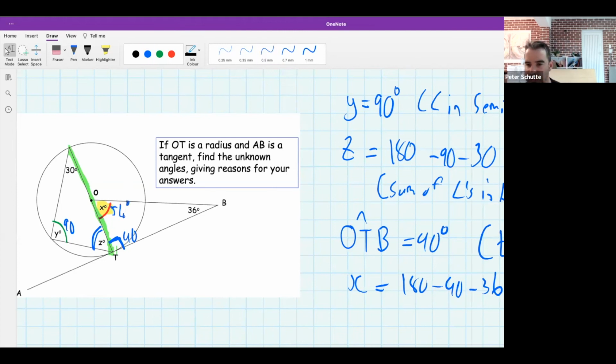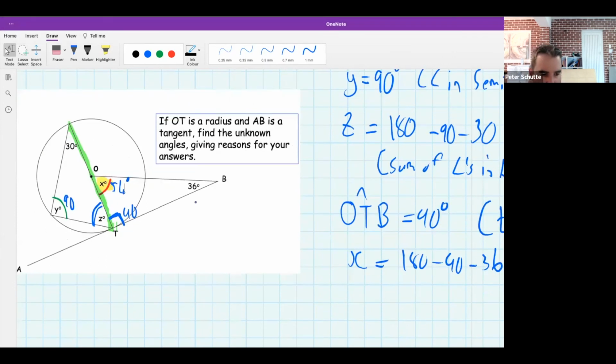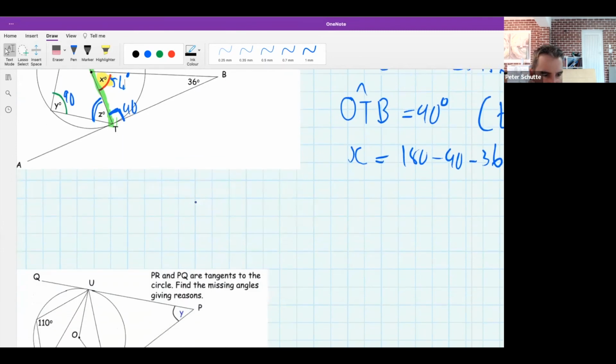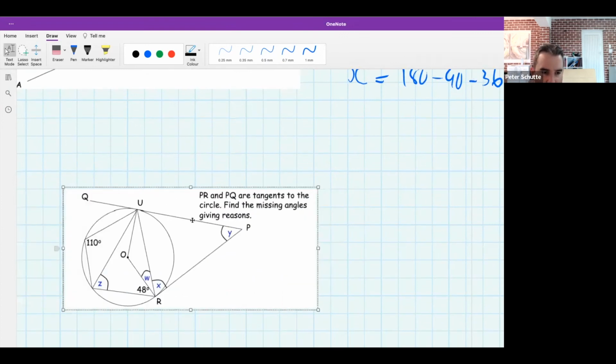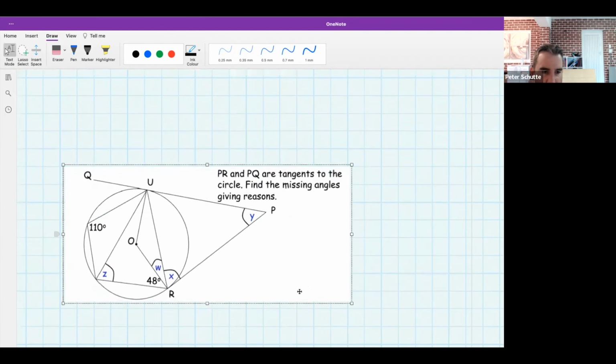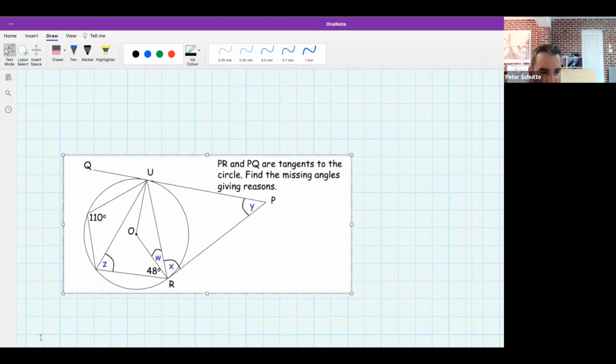So tan radius is another theorem that comes up quite a lot. And so that gives us a right angle. And you can imagine how that could work Pythagoras and all sorts of theorems into things like that. Okay. So we're going to do this last one, and then we're going to do one exam question for today before we finish off. So find me what Z, W, X, and Y are.